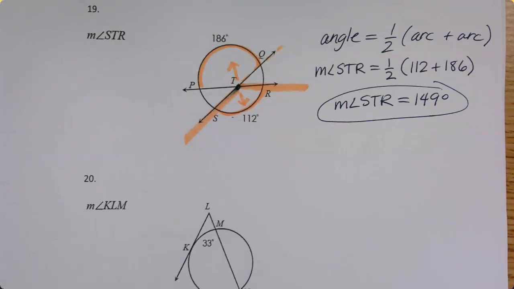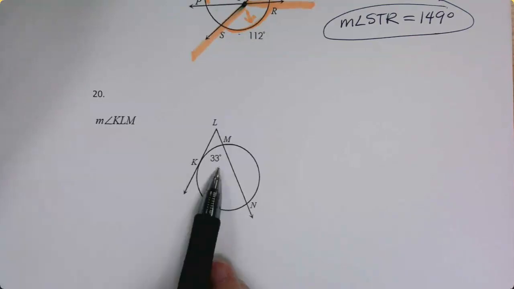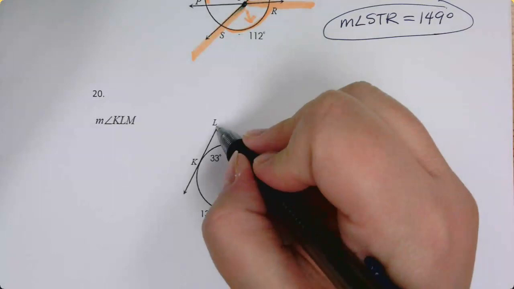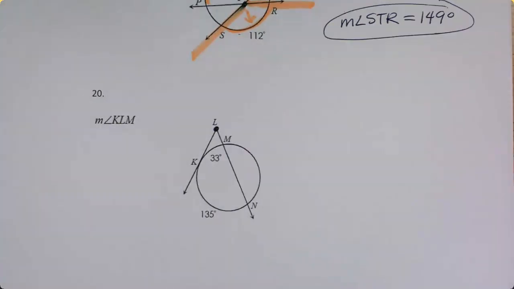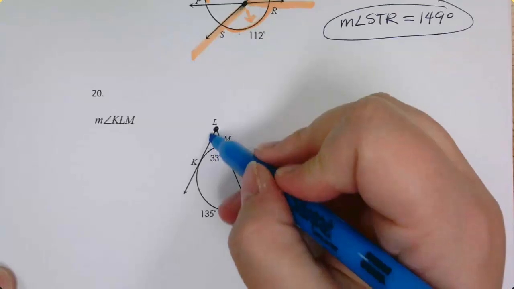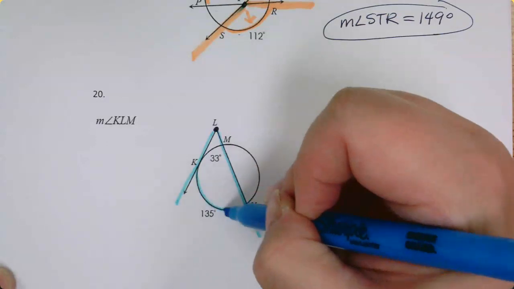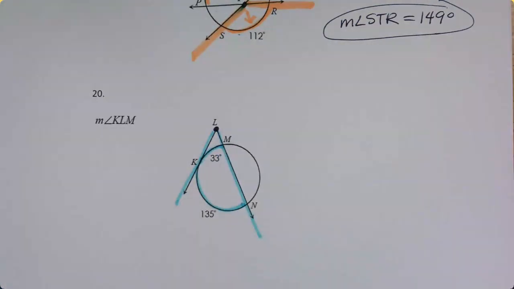All right, our last problem. Again, we have angle symbols, we have degree markings. This is going to be an outside, inside, on question. So here's the vertex of the angle KLM. That's the angle they want. Okay, so this angle intercepts two arcs. It intercepts this arc, the 135, and also this smaller arc that's closer, the 33 degrees.